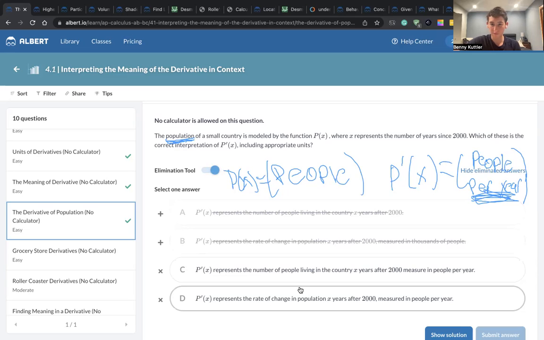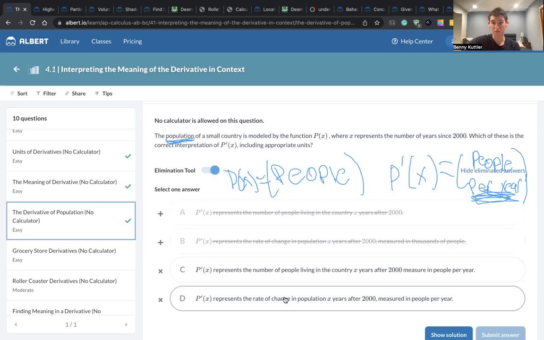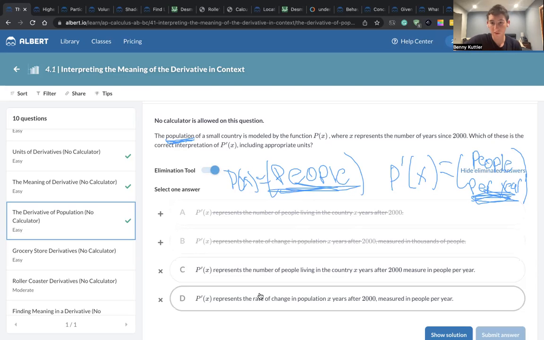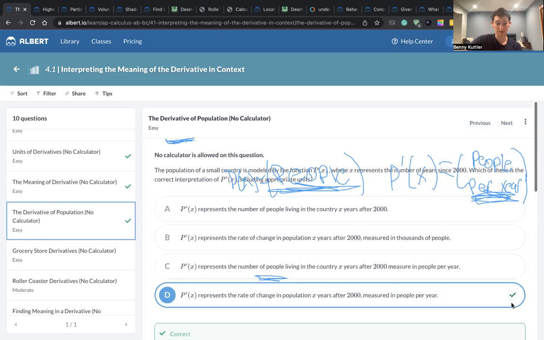They seem very similar. So we have it represents the number of people living in the country, or that it represents the rate of change of the population. So the number of people, that matches up with p of x, not p prime of x. So it looks like D is going to be our answer because it has the rate of change of our population, which is what we're looking for when we're dealing with derivatives. And it's right.